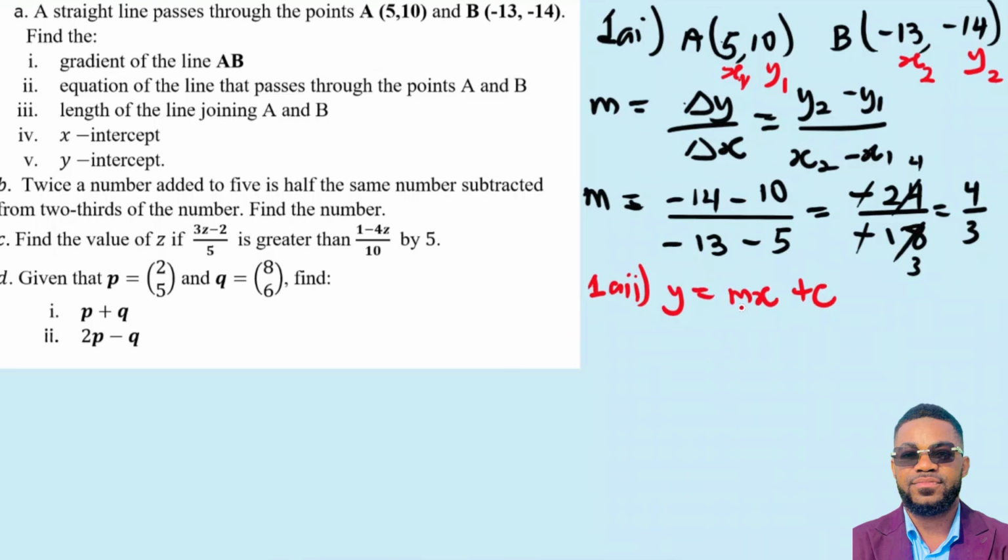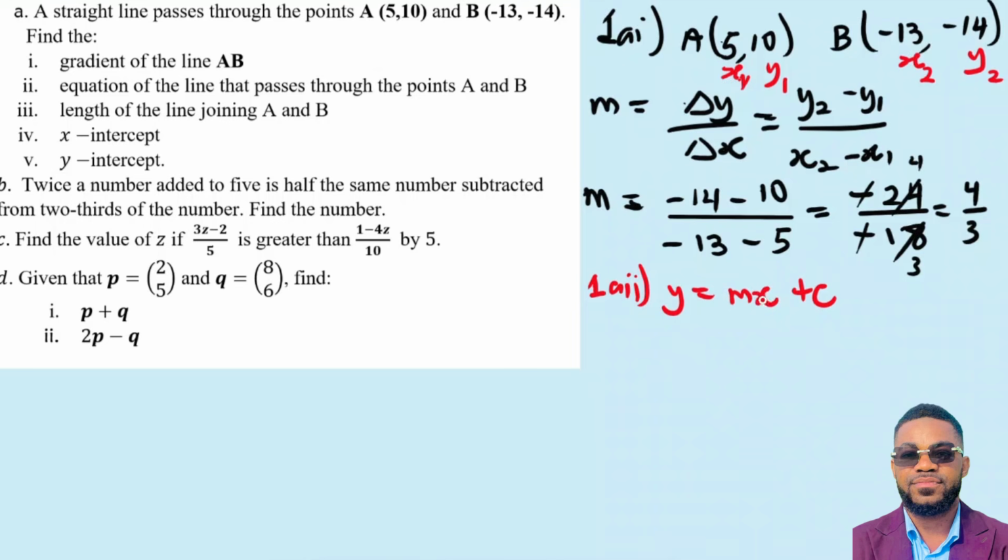So I'm going to write an equation which must resemble this form: y equals mx plus c. Where y is the y coordinate of a point, and x is the x coordinate of the point on the line. m is the gradient of the line, and c is the y-intercept. That is where the line meets the y-axis. So now, how do we get all these: y, x, m, and c?